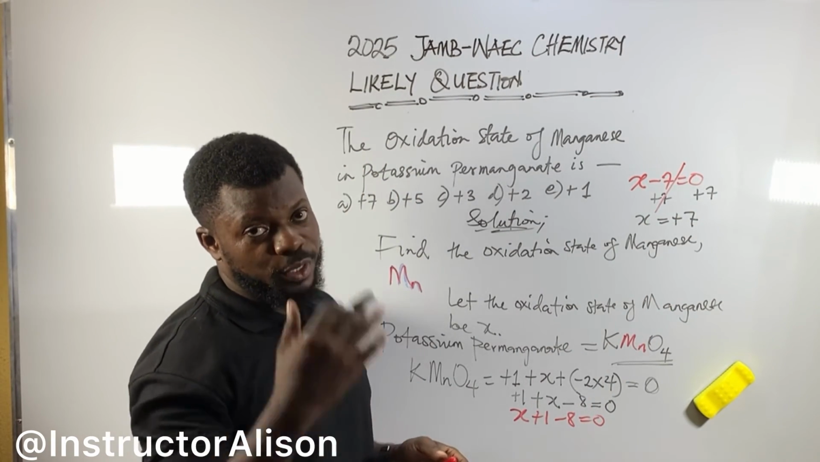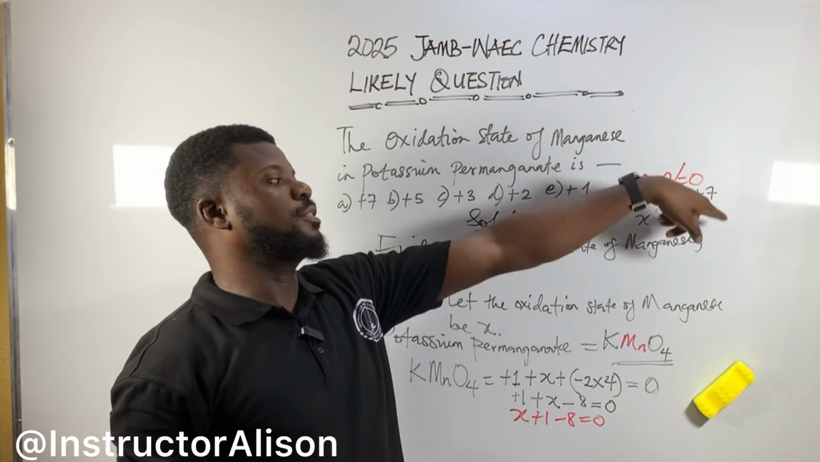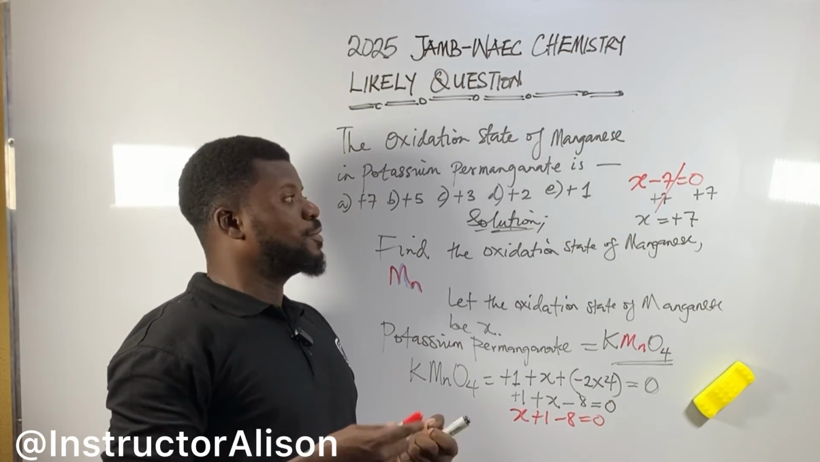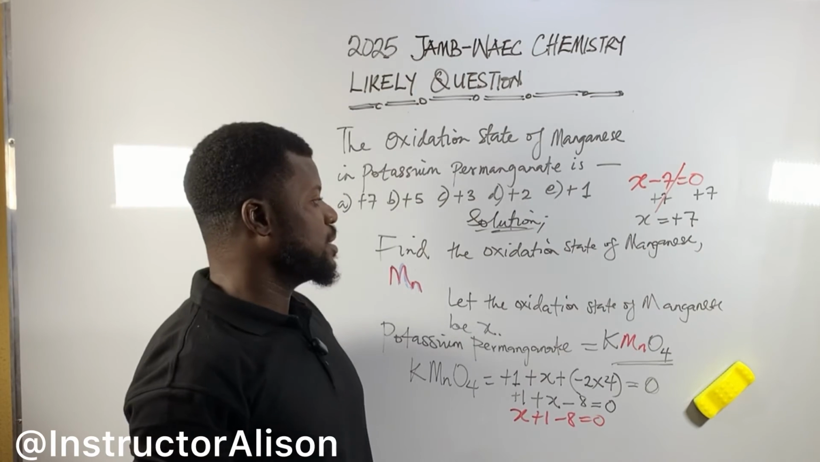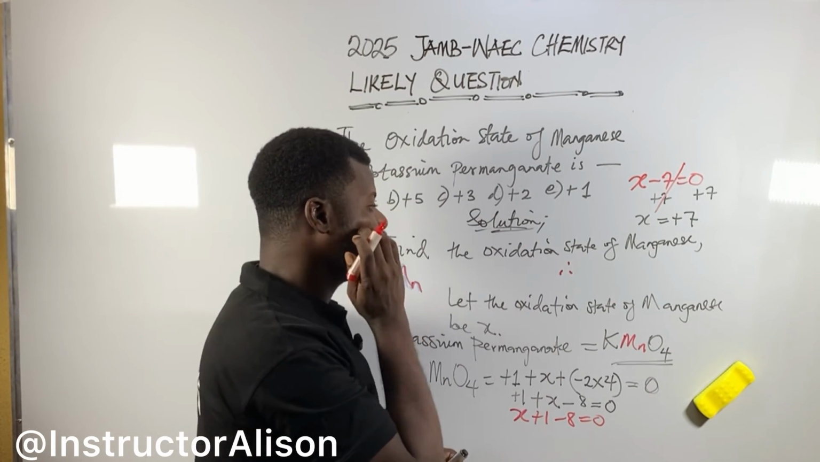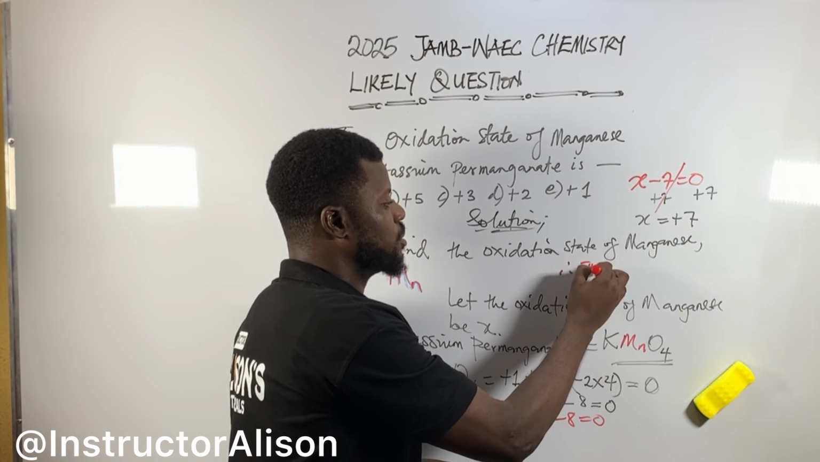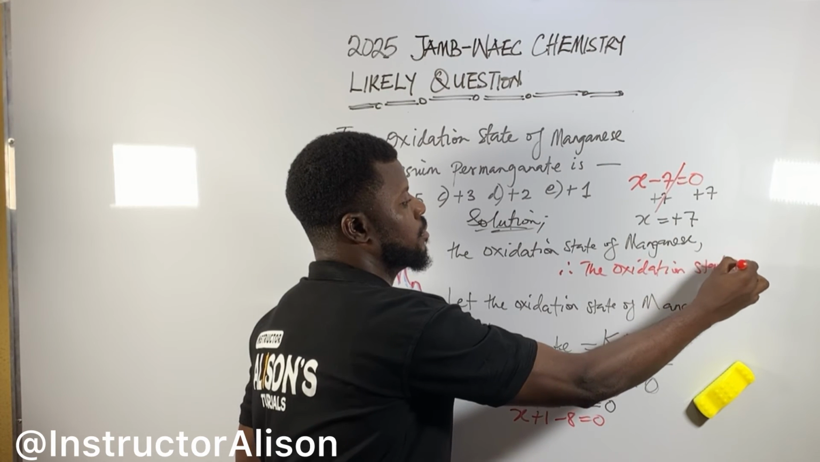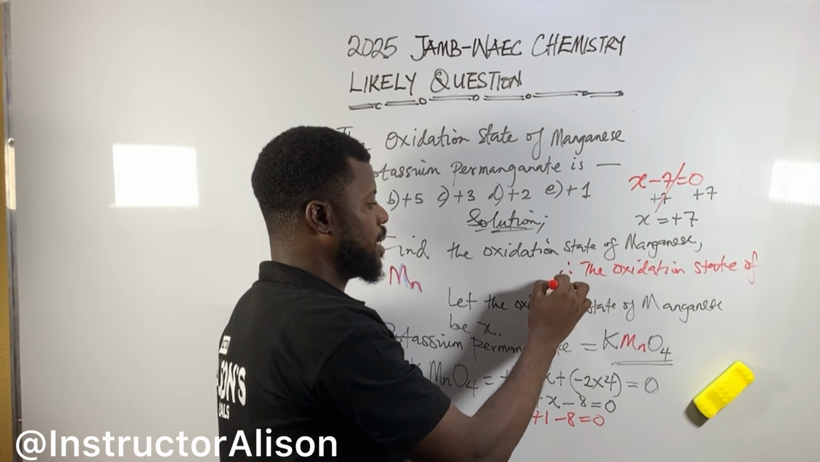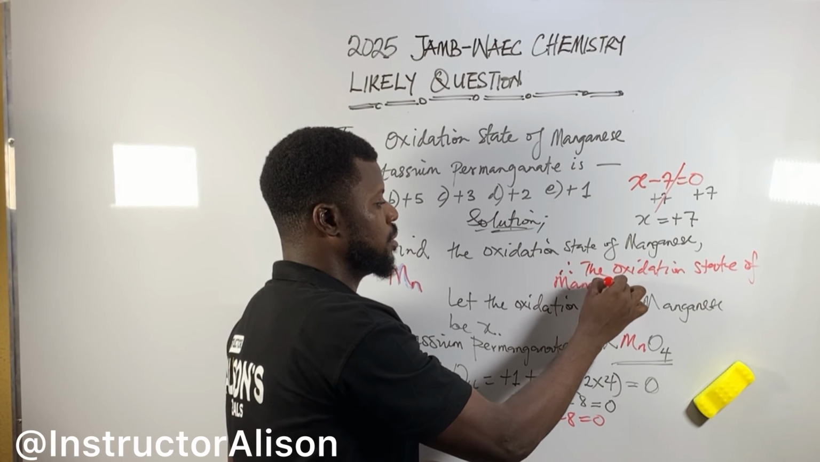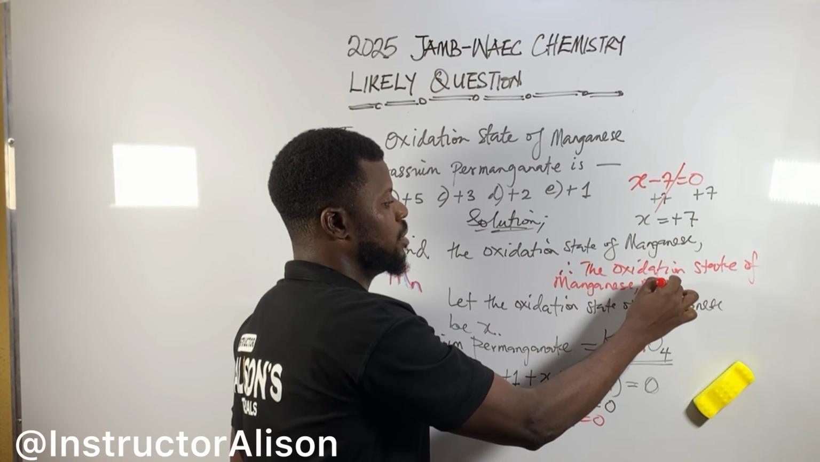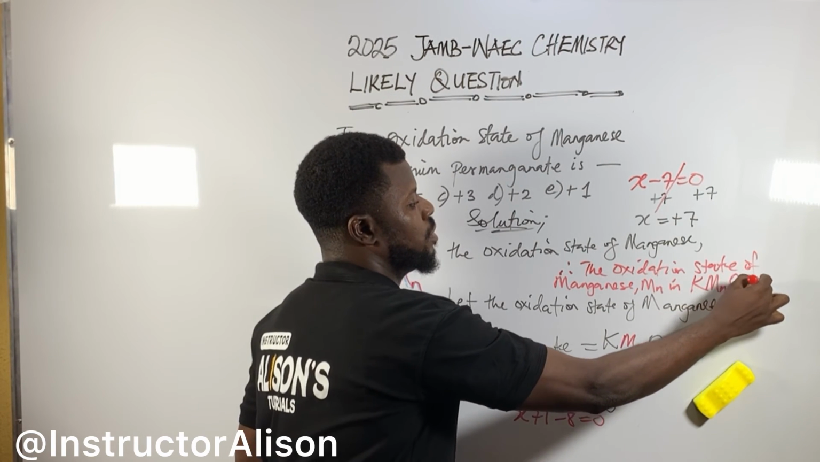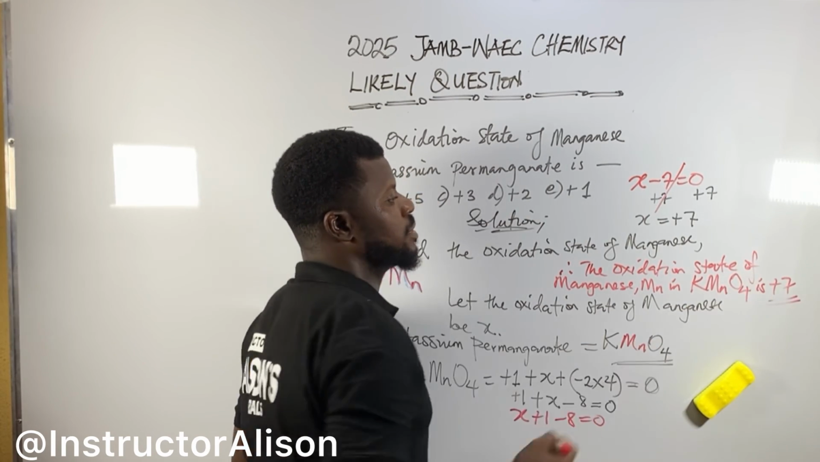If you do it the way they do it, where you say -7 crosses the sign of equality to become +7, then x is equal to +7, your choice. So from here, we now have the final answer. You can say therefore, the oxidation state of manganese, Mn, in this compound KMnO₄ is +7. That is the final answer.